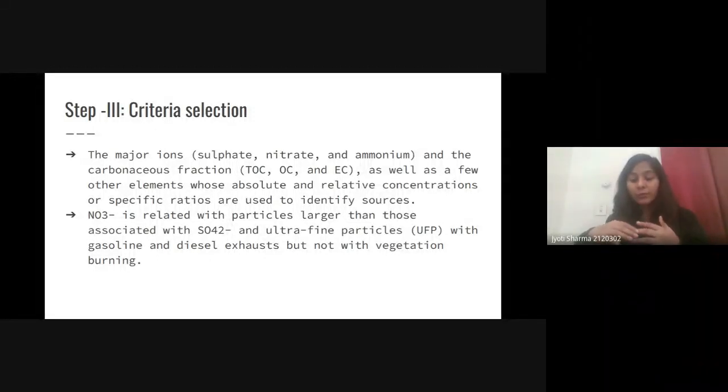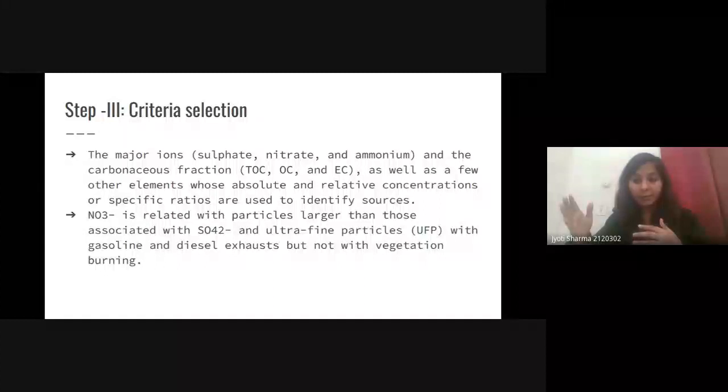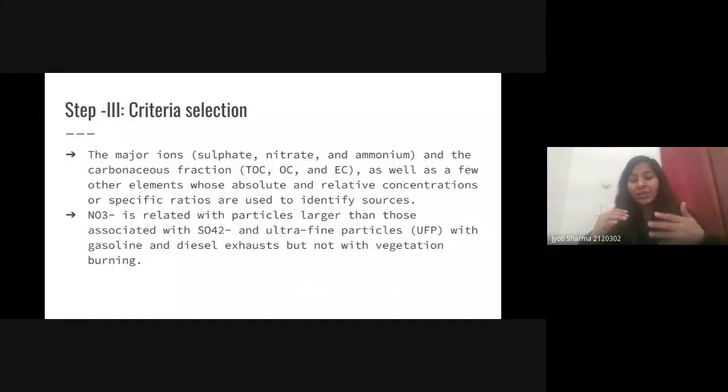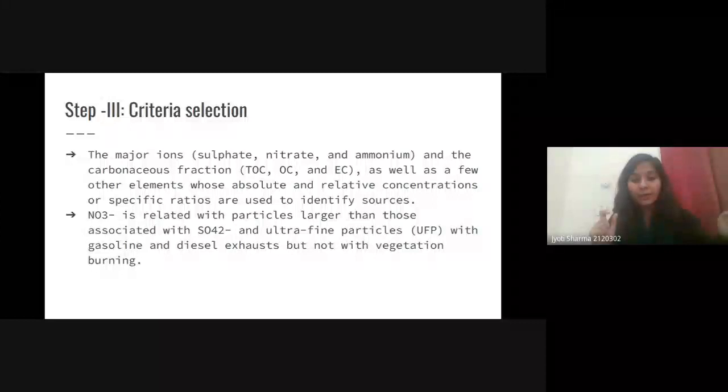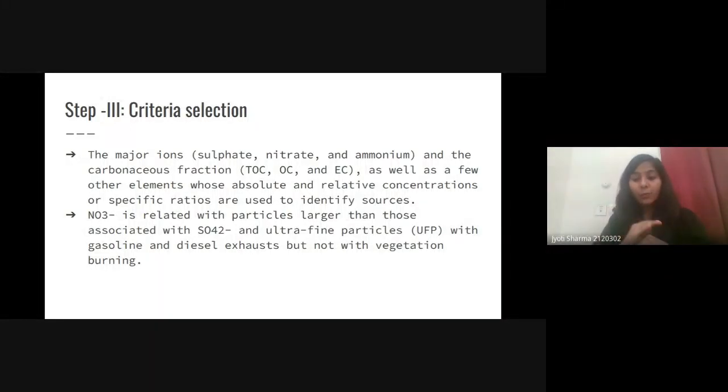Okay, so what you will do after collecting the samples, you will analyze such kind of ions, and based on some ratios you can calculate where they can come from. So that's why you have to see how many chemical species you must have for this receptor modeling.